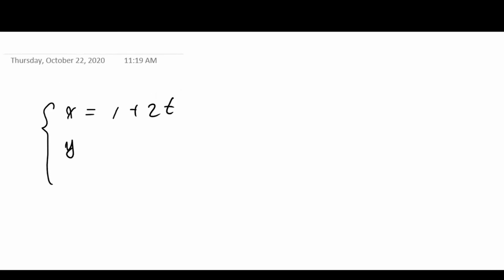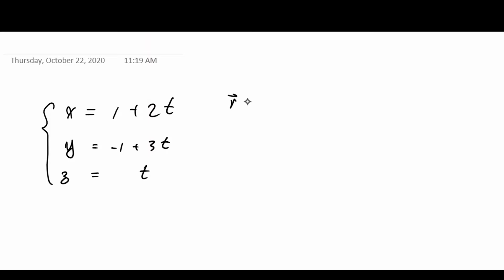Say we have something like this. X is equal to like 1 plus 2t. Y is, I'm going to zoom in a little bit. Y is equal to like -1 plus 3t, and z is equal to something, right? t. And this is the equation of a space line, right? Then we can make a vector function out of it too.